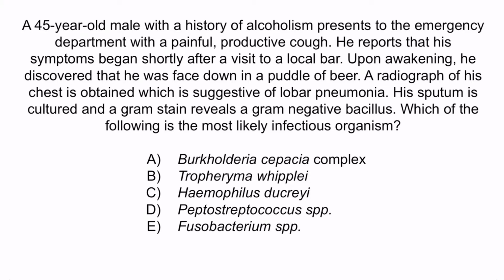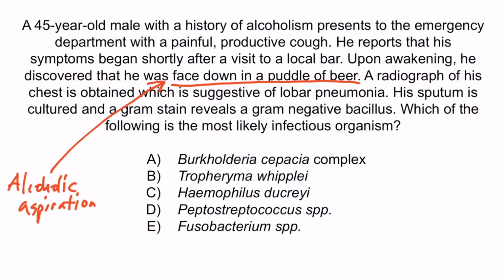A. Burkholderia cepacia complex, B. Tropheryma whipplei, C. Haemophilus ducreyi, D. Peptostreptococcus, or E. Fusobacterium. Hopefully from the question stem, you notice that this man experienced alcoholic aspiration. After all, he was face down in a puddle of beer, so we should be thinking about alcoholic aspiration. And he has a painful productive cough, and lobar pneumonia, so he has pneumonia. This scenario is consistent with aspirating alcohol and developing pneumonia as a result.